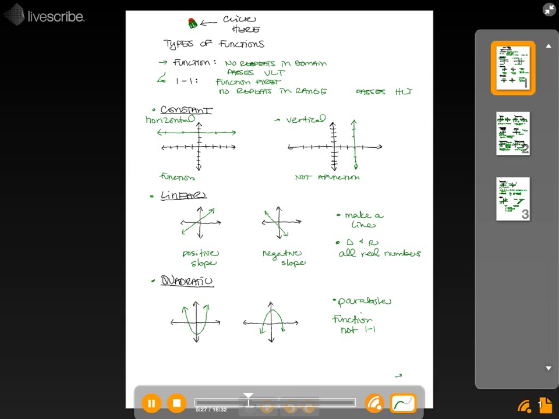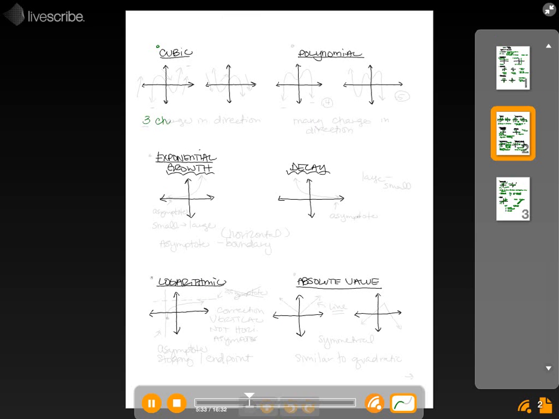The next type we're going to look at is cubic. Now, what cubic means graphically is that there are three changes in direction, which makes sense. If we think of a cube, it has three dimensions. A cubic graph is going to have three changes in direction, and there are two different ways that these could look.